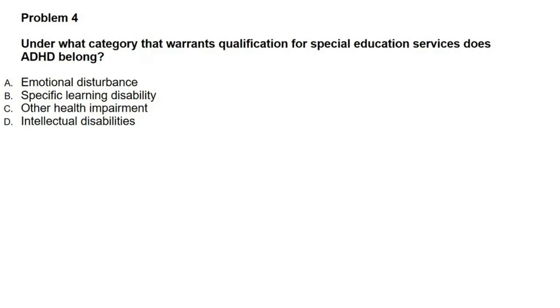the best choice. For C, other health impairment, attention deficit hyperactivity disorder, or ADHD, belongs to the other health impairments. People with ADHD often have a hard time focusing, and they usually cannot keep still and act impulsively. So this is probably the best answer, but let's look at D as well. Intellectual disabilities. Well, ADHD has nothing to do with just intellectual disabilities or the ability of a person to learn. So this would not be the best answer. Therefore, C, other health impairment, is the best answer.